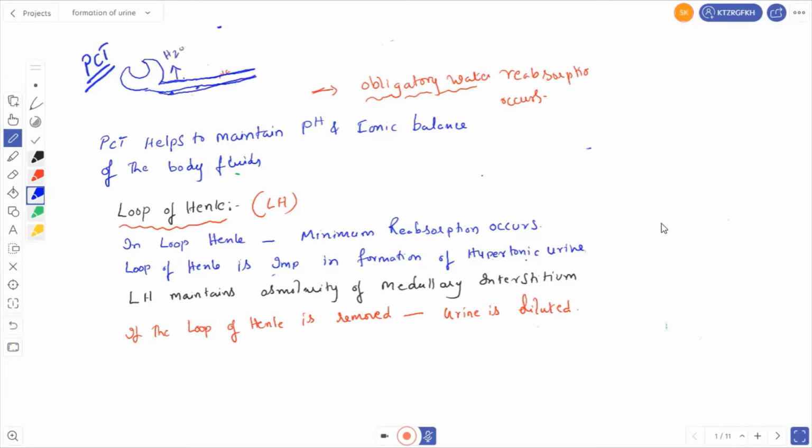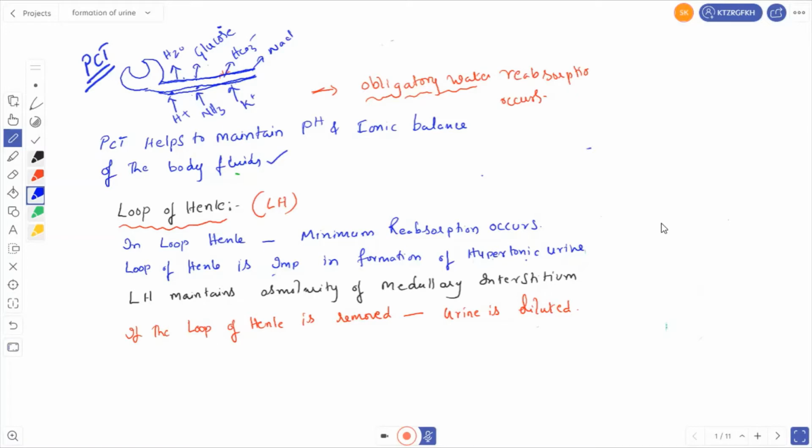It is water, glucose, bicarbonate, sodium chloride. Then the substances that are tubular secreted are H plus ions, ammonia, and potassium ions. Why are these substances secreted into the PCT? PCT helps to maintain pH and ionic balance of the body fluids. Now let's go for the next one, loop of Henle.